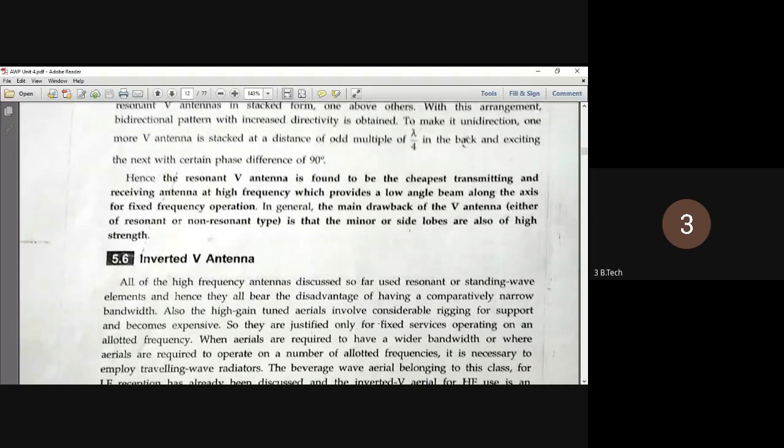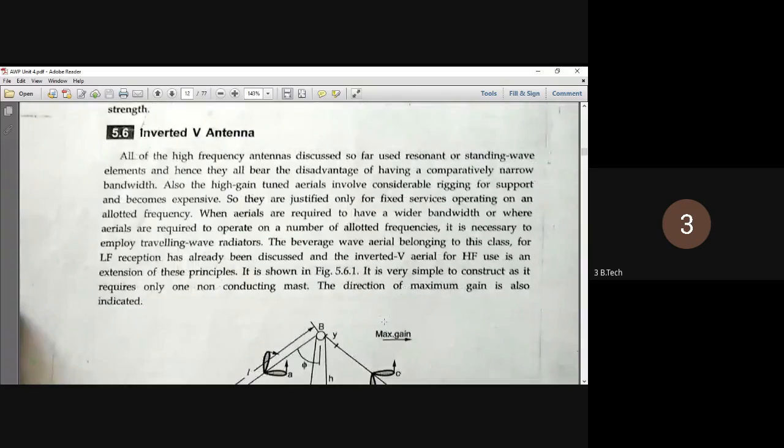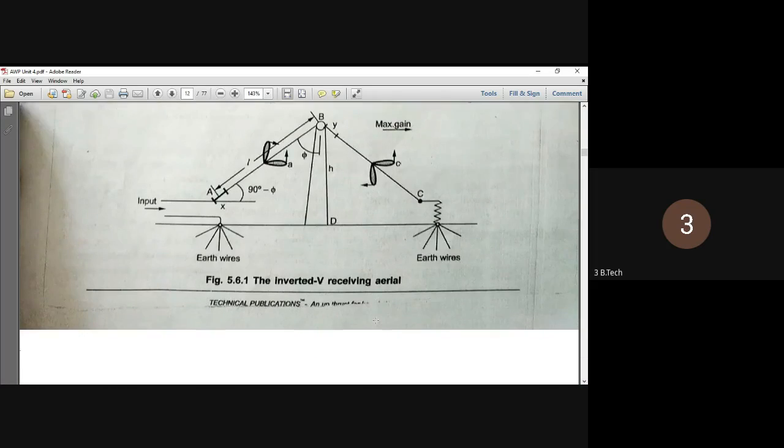Before that, I'll conclude that the resonant V antenna is found to be the cheapest transmitting and receiving antenna at high frequency, which provides a low angle beam along the axis for fixed frequency operation. In general, the main drawback of the V antenna, either resonant or non-resonant, is that the minor or side lobes are of very high strength. The inverted V antenna I already explained yesterday. All of the high frequency antennas discussed so far used resonant or standing wave elements, but the disadvantage of using these is comparatively narrow bandwidth. Right? Now we can explain the inverted V antenna.